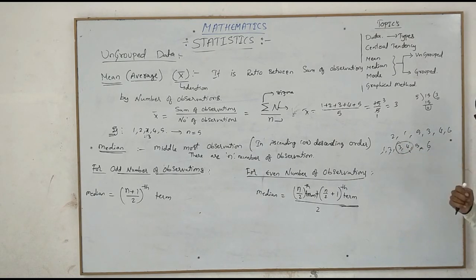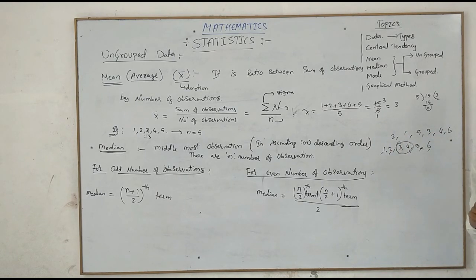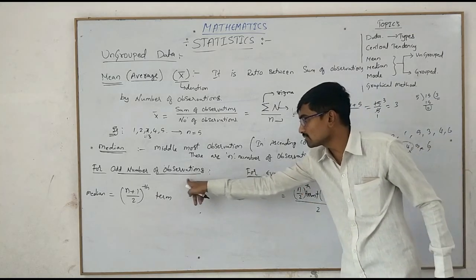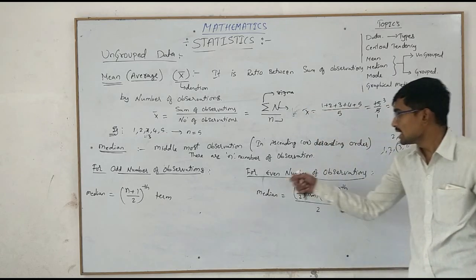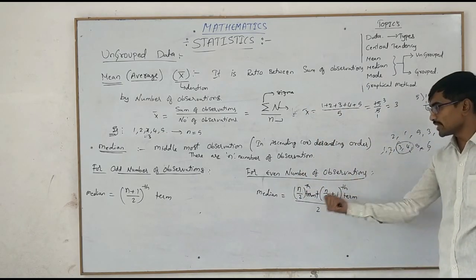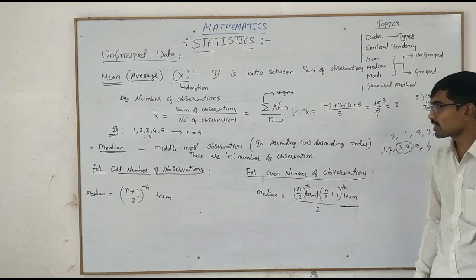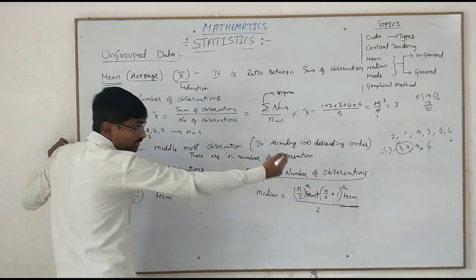If I take an even number of observations, I will be getting 2 middle values. And if I take an odd number of observations, in the middle I will be getting only 1. So for finding the median, we have 2 formulas: one formula for an odd number of observations, and another formula for an even number of observations.